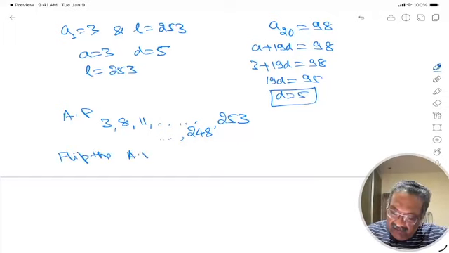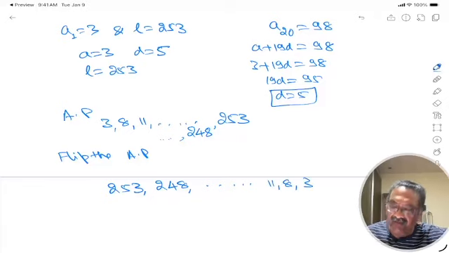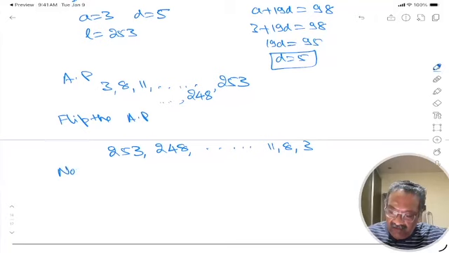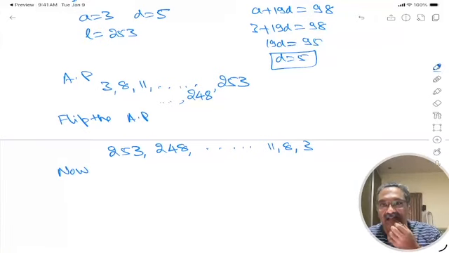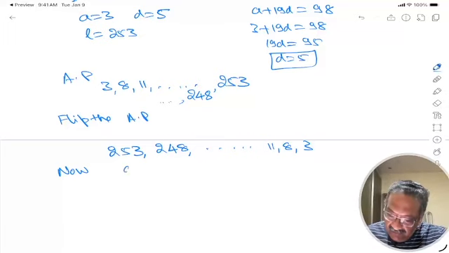Then it becomes 253, 248, and so on up to 11, 8 and 3. Okay. Now we will find the sum of first 10 terms. As soon as we reverse it, instead of doing from the end, we get 10 terms from this side. So now we have A is equal to 253, D is equal to -5 and n we want as 10.